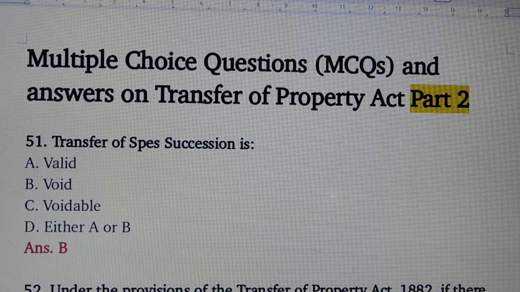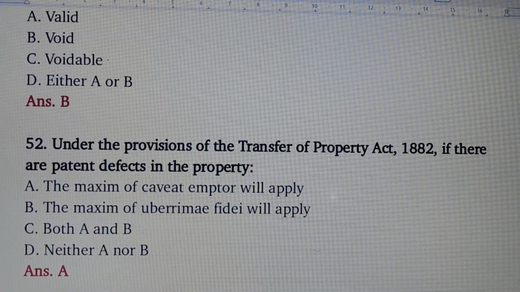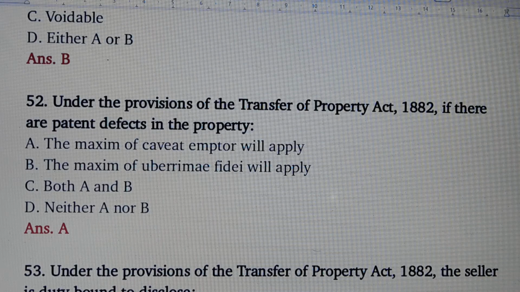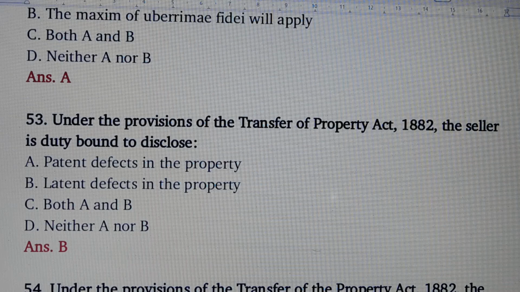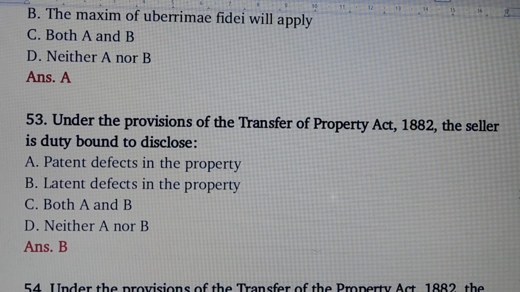Question number 51. Transfer of space succession is, answer is option number B, void. Question number 52. Under the provision of the Transfer of Property Act, if there are patent defects in the property, answer is option number A, the maxim of caveat emptor will apply. Question number 53. Under the provision of the Transfer of Property Act, the seller is duty bound to disclose. Answer is option number B, latent defects in the property.